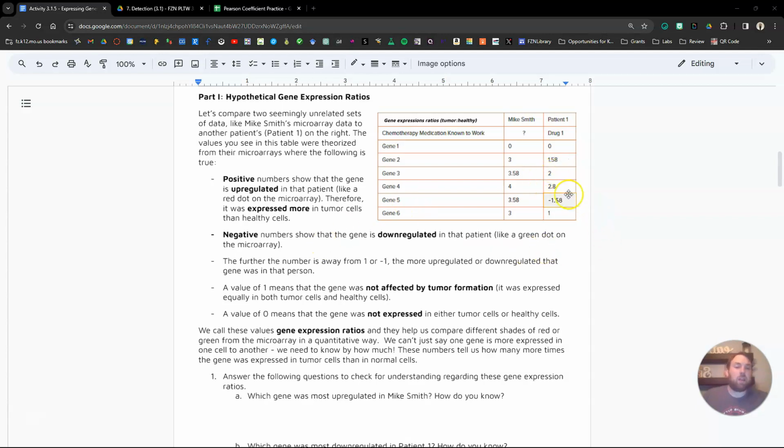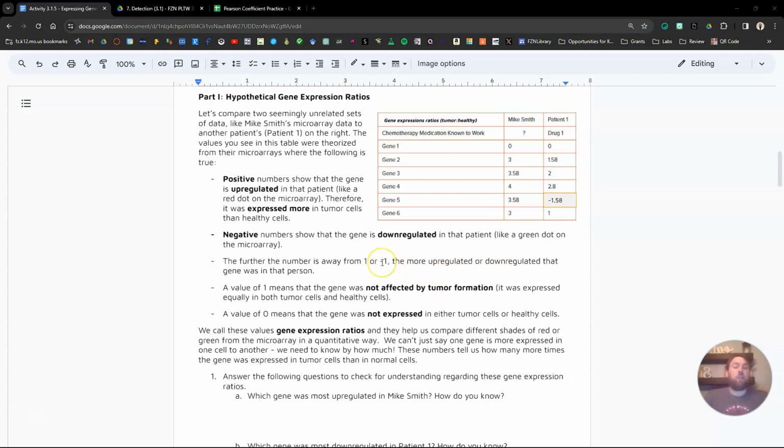A negative number like this negative 1.58 down here demonstrates that that gene was downregulated, which would be a green dot on the microarray, meaning that this individual had that gene turned off when they got the cancer. Those cancer cells don't express those genes, while their normal cells do.